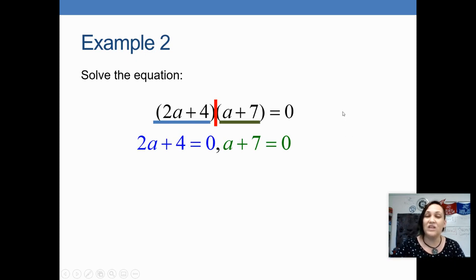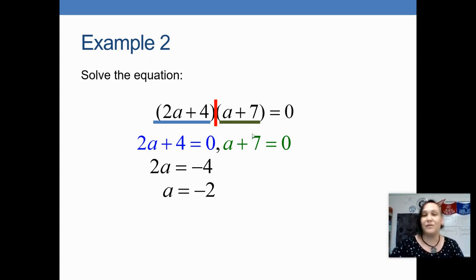Next, I will solve each one on its own. So for my blue equation, I'm going to subtract 4, and I'm going to divide by 2. And for my blue equation, I got maybe a equals -2. Then I'm going to solve my green equation, and I'll subtract 7 on that one. And so for my green equation, I said, but wait, maybe instead a is -7. And we don't really know which one it is, and it could be both. So we just put them both as the answers. If I'm going in numerical order, -7 is smaller than -2.